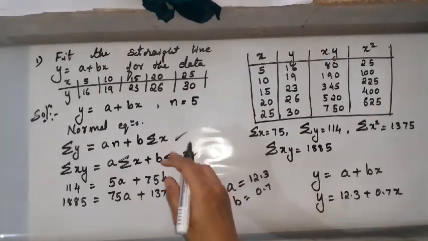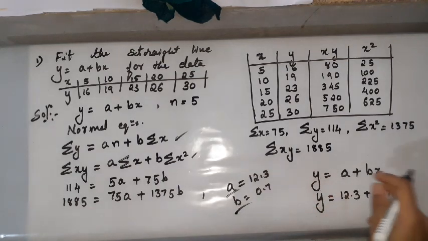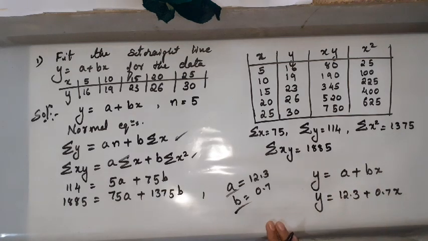Substitute them back in the normal equations. Type your equations in your calculator, find out the values for the constants a and b, and substitute those constant values in the given equation y is equal to a plus bx. This is how you solve the problem on the straight line. Now let us work a problem on a parabola.